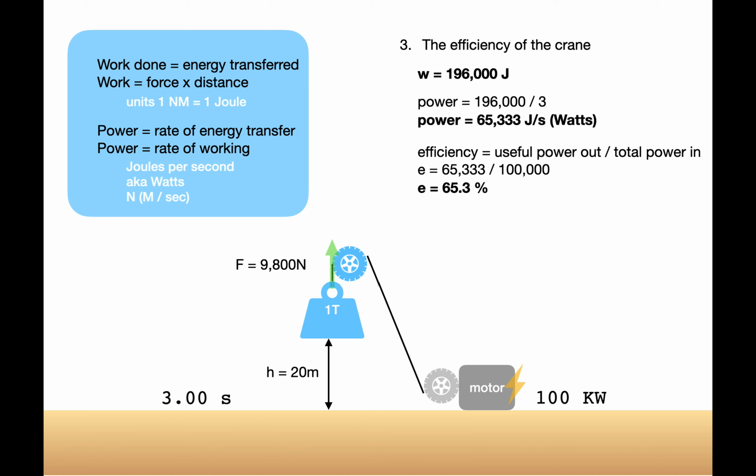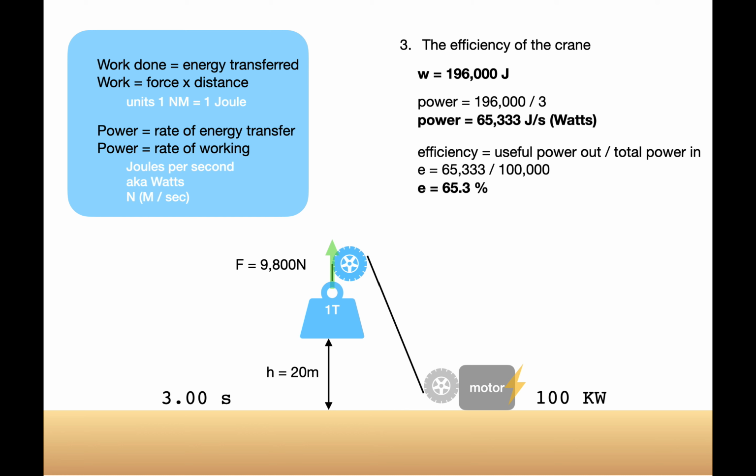And finally, let's have a look at the efficiency. If we're told that the motor has a power consumption of 100 kilowatts, we just found that it did 65,333 watts of useful work, but it's consuming 100,000 watts. So what's going on? We're losing some amount of power. And just by dividing those two, we can find that the efficiency is 65.3%.